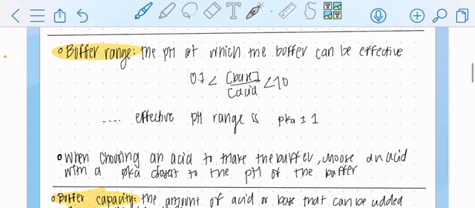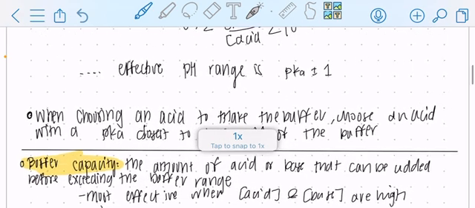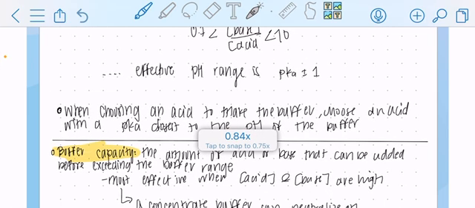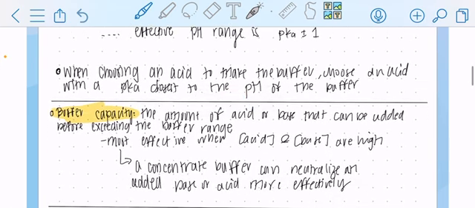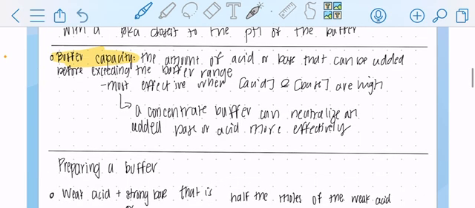The buffer range is the pH at which the buffer can be effective. When the concentration of the base is divided by the concentration of the acid, the ratio can be 0.1 to 10. The effective pH range, therefore, is pKa plus or minus 1. When choosing an acid to make the buffer, choose an acid with a pKa value closest to the pH of the buffer.